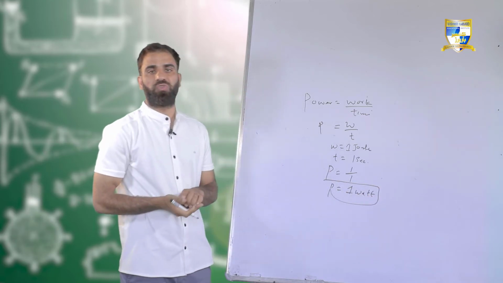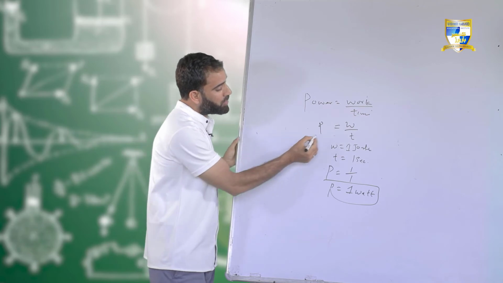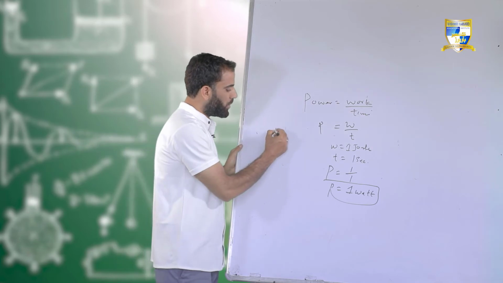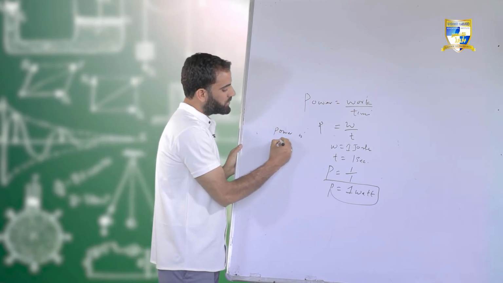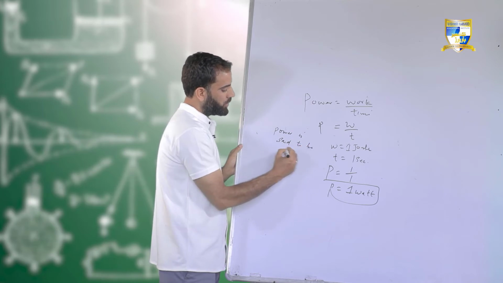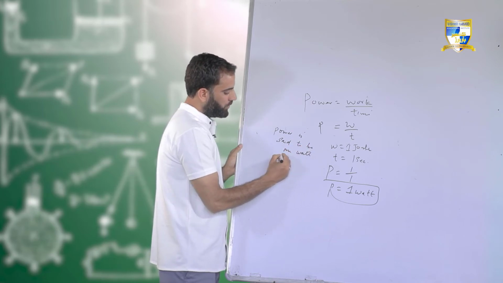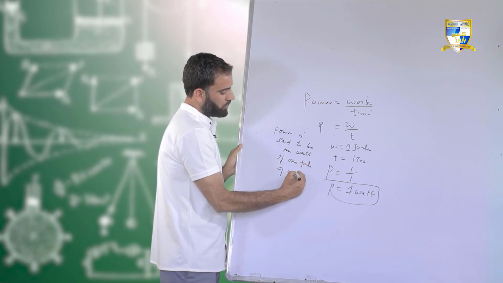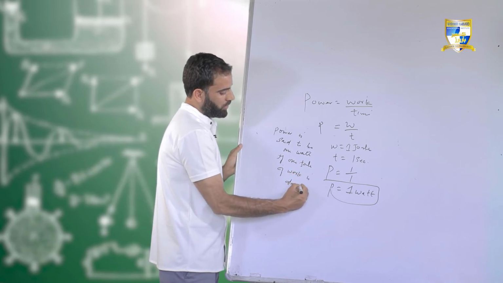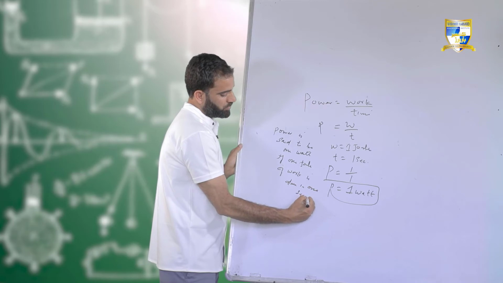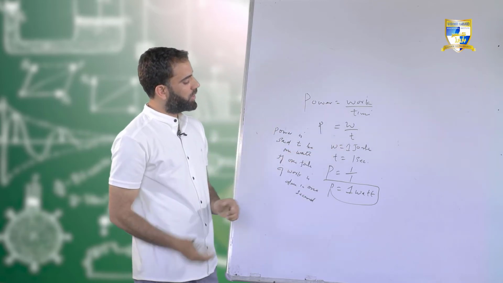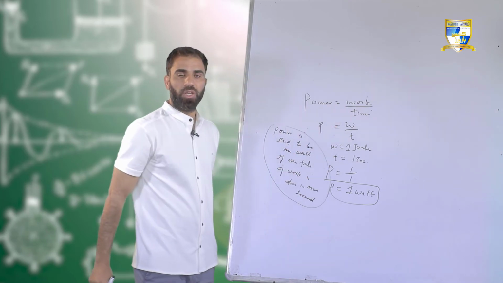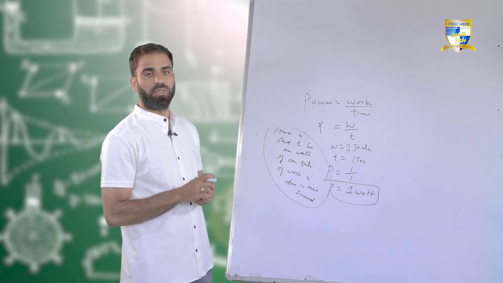So how am I going to define 1 watt of power? Power is said to be 1 watt if 1 joule of work is done in 1 second. So if the amount of work done is 1 joule and the time is 1 second, the power will be 1 watt. If 1 joule of work is done in 1 second, power is said to be 1 watt.